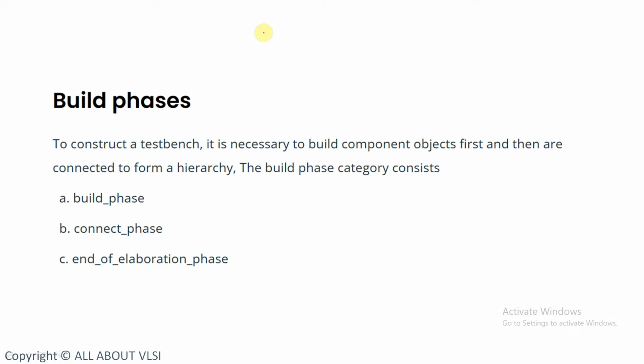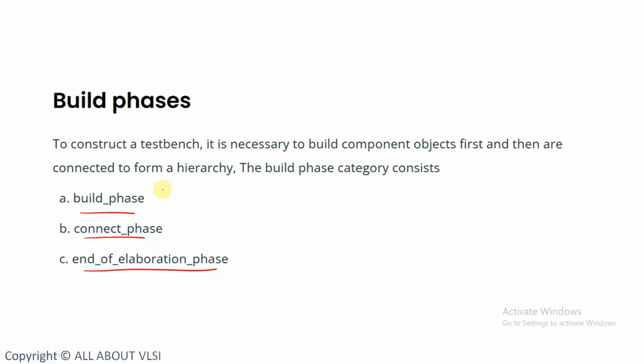The first type of phases which we have is our build phases. Basically these are used for constructing a test bench and they are necessary for building component objects first, and then they are connected in a hierarchy. The build phases are categorized into build phase, connect phase and end of elaboration phase. These are the first three phases that come under the category of build phases.